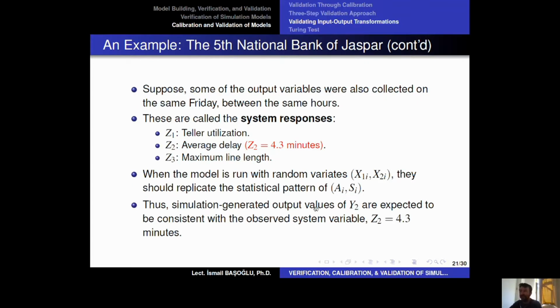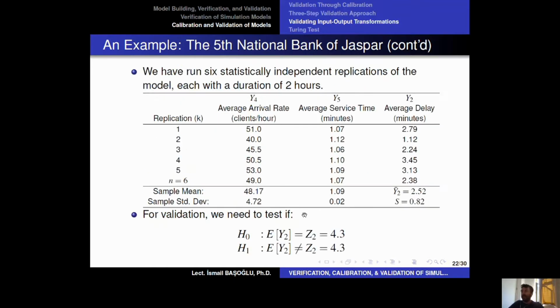Now, the simulation generated output values Y2 are expected to be consistent with the observed system variables, right? So the output that we have collected from the system, Z2, the average waiting time, was 4.3 minutes. Now, when we run the simulation, the average waiting time in the simulation model should also be very close to 4.3 minutes, right? Now, let's just say we have run 6 statistically independent replications of the model.